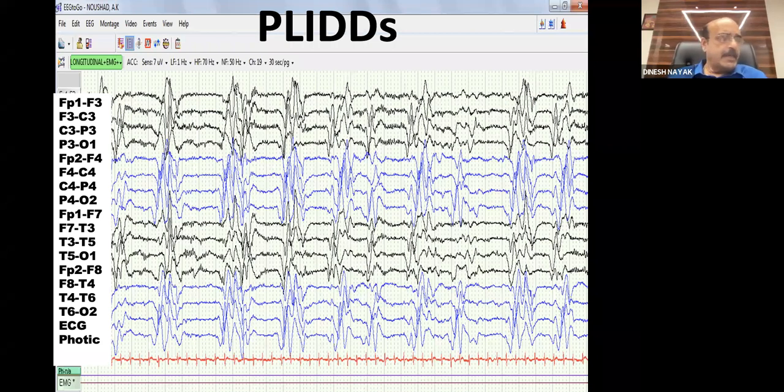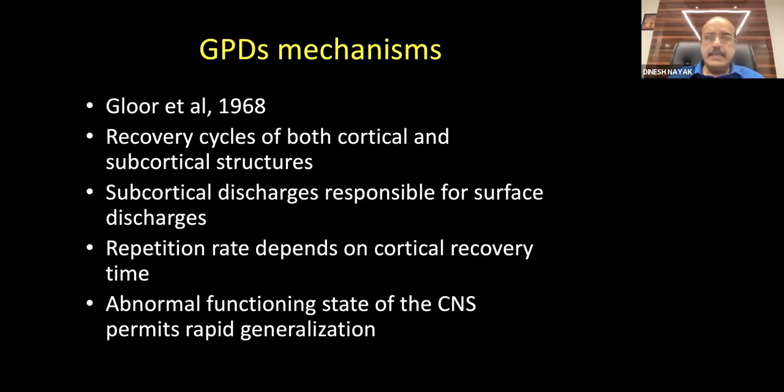So GPD mechanisms, exactly the same as in the earlier one that I told: the recovery cycle between the cortex and the subcortex. That's very important. So repetition rate again depends on the cortical recovery time, how quickly the cortex recovers before it can generate the next wave. That's very important.